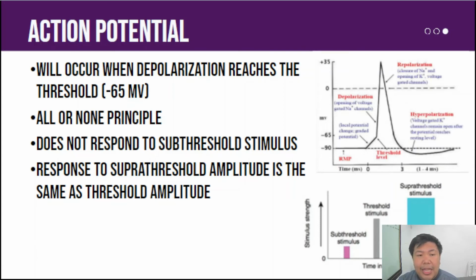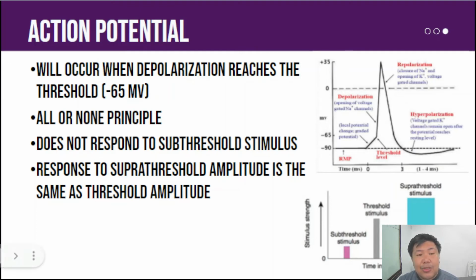Aabot o hindi. Pag umabot, yan, magkakaroon ng action potential. Pag hindi umabot ng negative 65, walang action potential. Kahit negative 64 pa yan, di ba? Isa na lang yung kulang, hindi pa pinagbigyan, no? Hindi talaga mangyayari. Okay? So just remember guys that the response to a supra-threshold amplitude is the same as the result in a threshold amplitude.